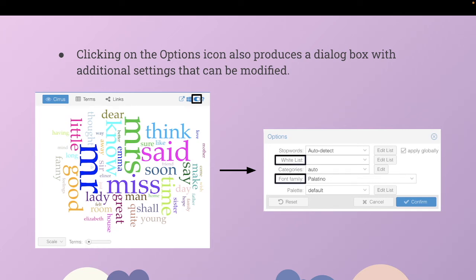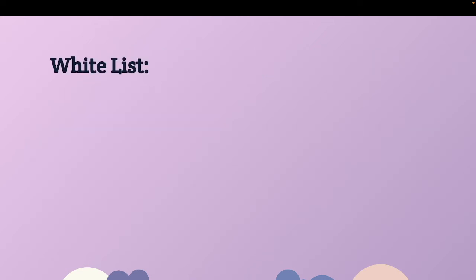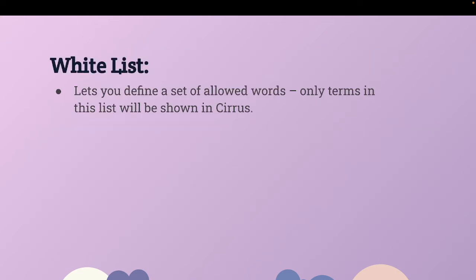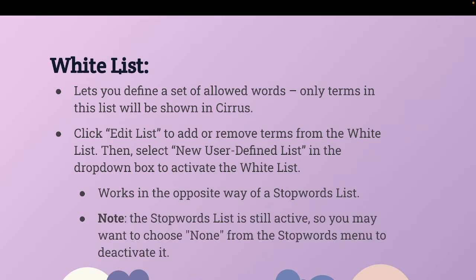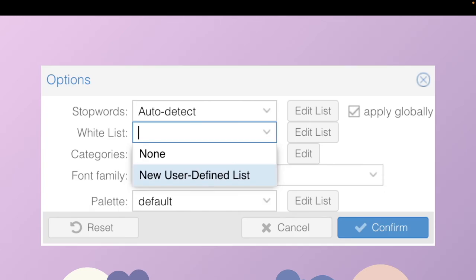Let's talk about the two settings that are new to the options box. With the whitelist, you can define a set of allowed words, and only terms in this list will be shown in Cirrus. Click Edit List to add or remove terms from the whitelist. Then, select New User-Defined List in the drop-down box to activate the whitelist. Whitelists work in the opposite way of a stopwords list. Both the whitelist and the stopwords list are case-sensitive. Note that the stopwords list is still active, so you may want to choose None from the stopwords menu to deactivate it. This is what the whitelist interface looks like in the Options menu.